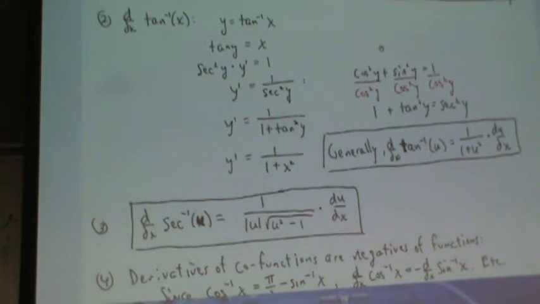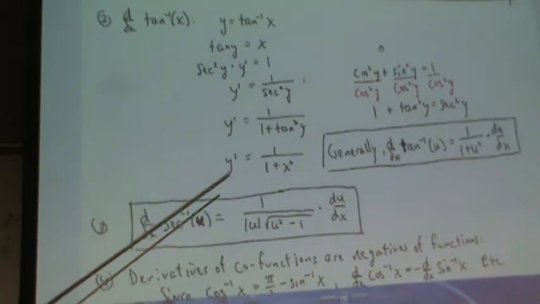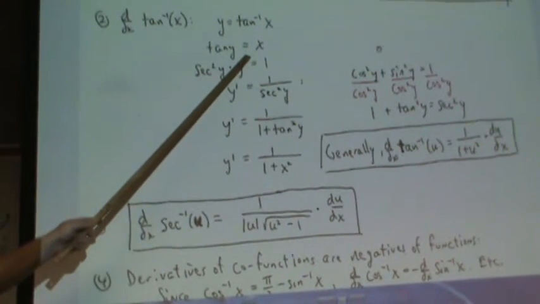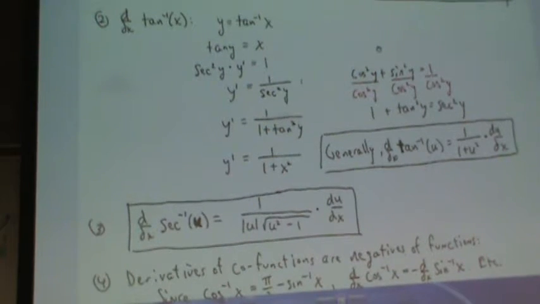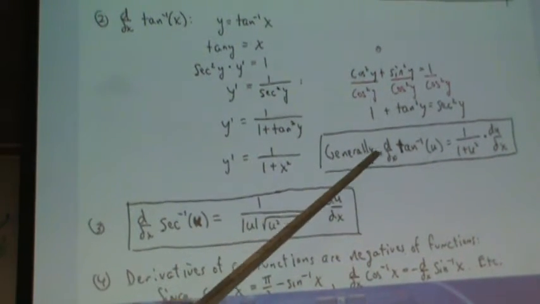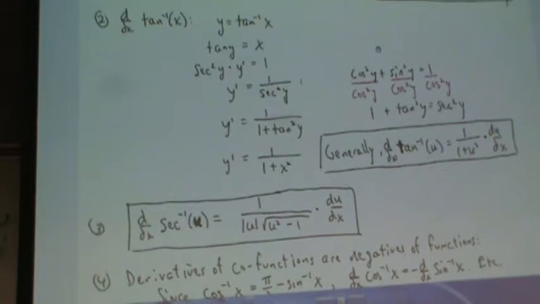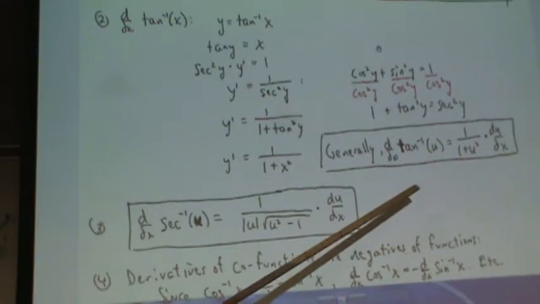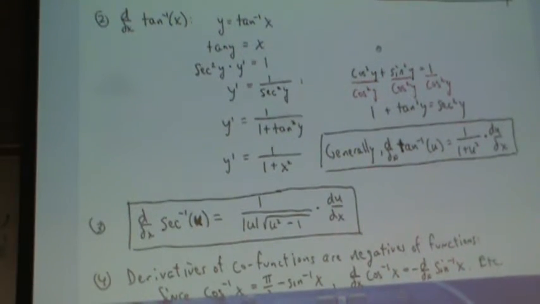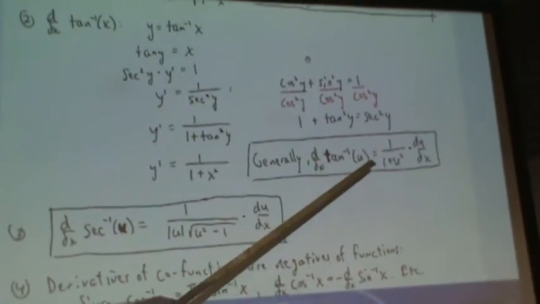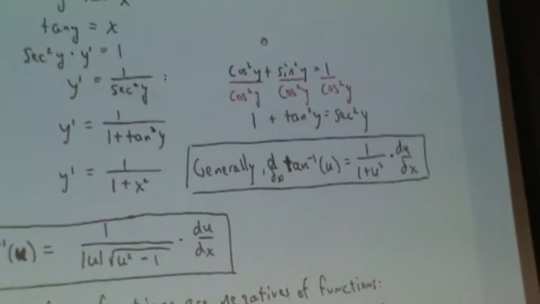Tangent squared is always positive, so there's no ambiguity there. And tangent of y equals x, and so I get a 1 plus x squared there. And so generally, the derivative of the inverse tangent of u is equal to 1 over 1 plus u squared times du dx. Well, that's looking like a y there, but it should be a u. My u has too long of a little tail. So that's the thing you're going to have to memorize, is the derivative of the inverse tangent of u is equal to that.